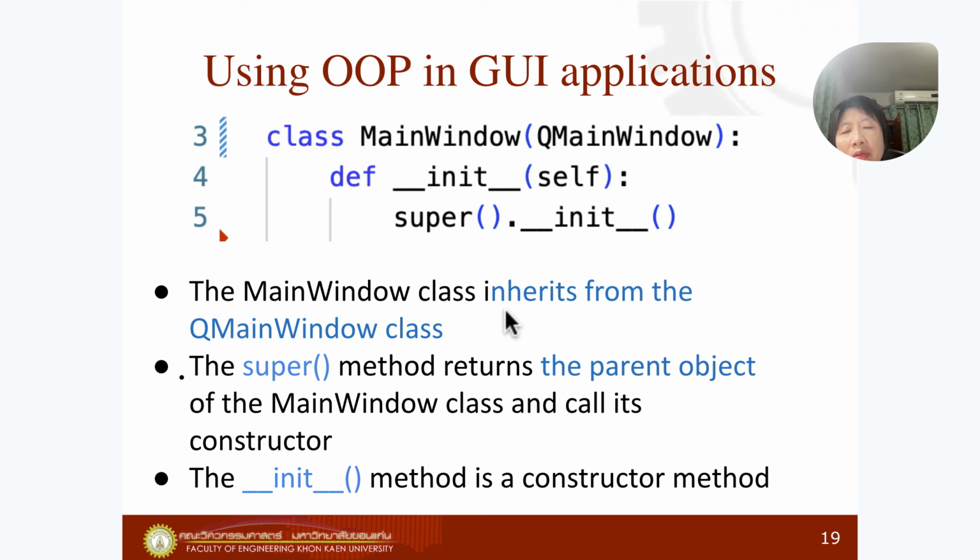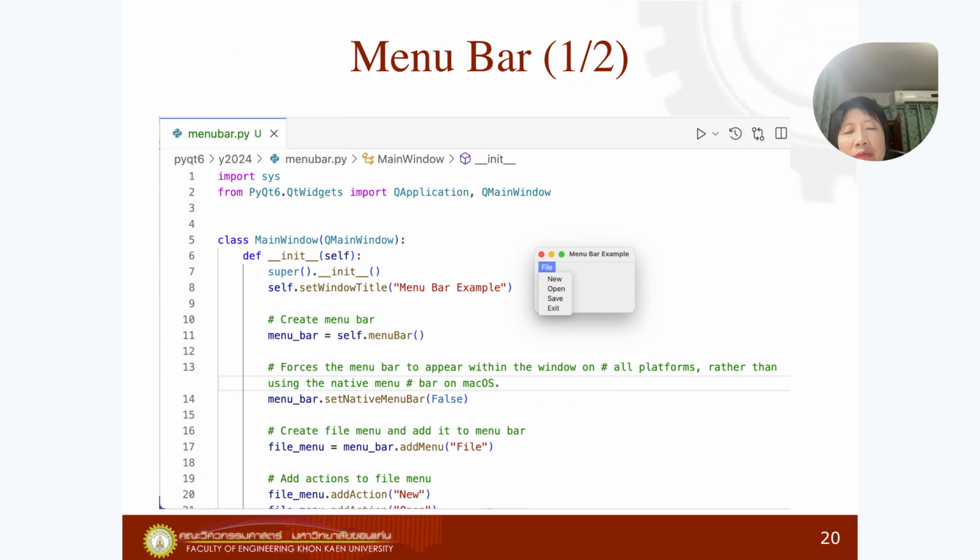The MainWindow class inherits from QMainWindow, and the super method returns the parent object of the MainWindow class and calls its constructor. So here it will call the constructor of QMainWindow, right? And then the init method is a constructor method, so here we reuse the init method of the superclass QMainWindow. Okay, here suppose that we want to have a menu bar in the window.